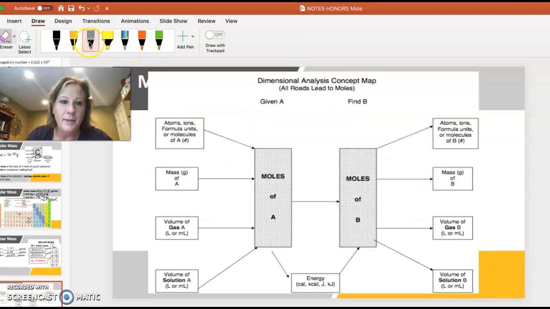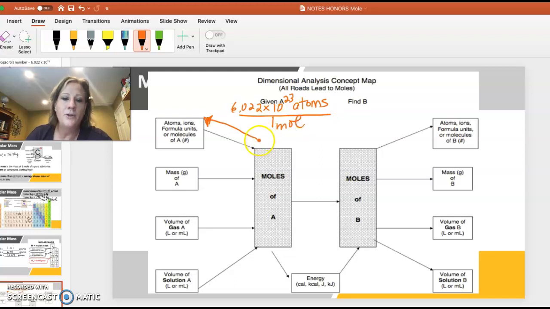I made this a little bigger so I can write on it better. When you're converting, let's say I want to go from mole to atom. Let's say I've got 5 moles of copper. How many atoms would that be? I'm going to use Avogadro's number, 6.022 times 10 to the 23rd atoms in 1 mole. I'll show you how to use this in just a second, but that would be our conversion factor.